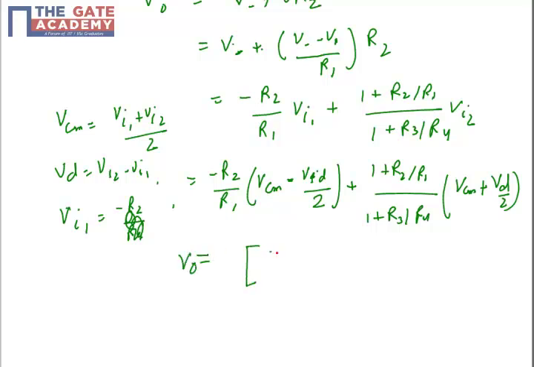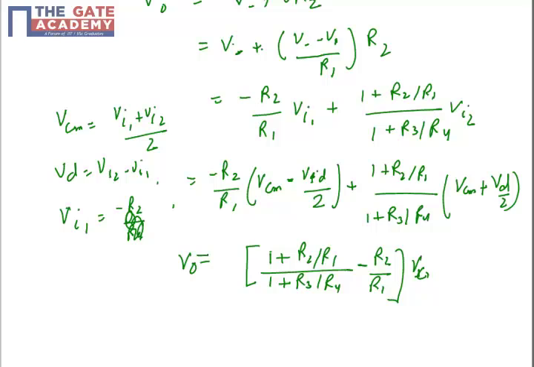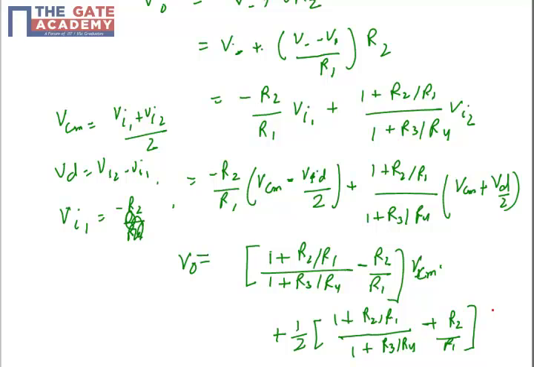Right? Just separate the terms VCM and VD and you will get the expression as V0 is equal to [(1 plus R2 by R1) upon (1 plus R3 by R4) minus R2 by R1] times VCM plus half of [(1 plus R2 by R1) upon (1 plus R3 by R4) plus R2 by R1] times VD.